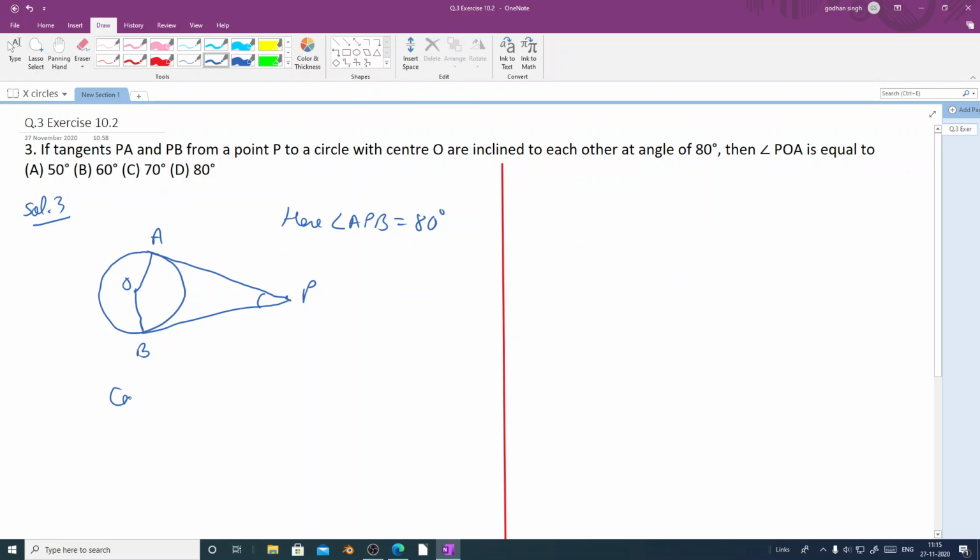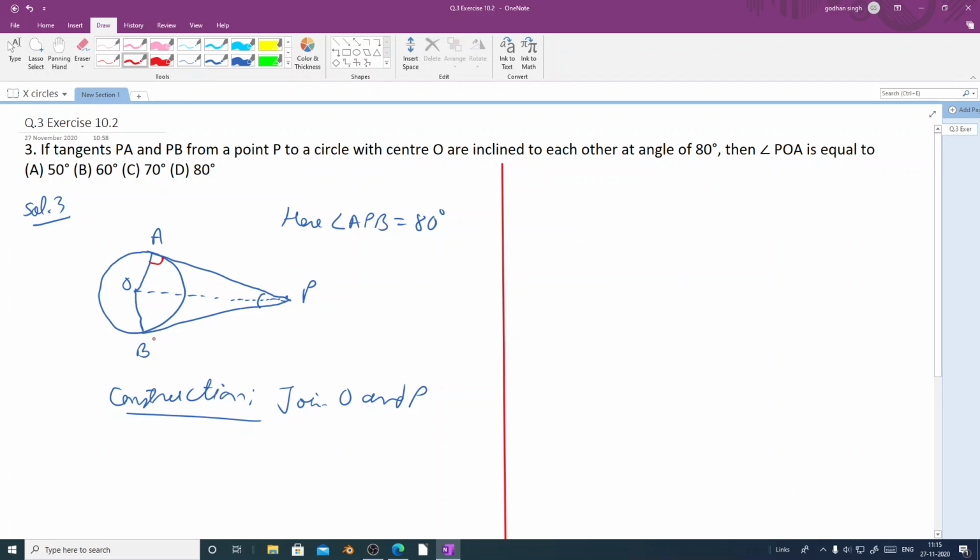Construction: join O and P. So we'll join O and P. Now we'll prove that triangle PAO and triangle PBO are congruent. How can we do it? Very simple.